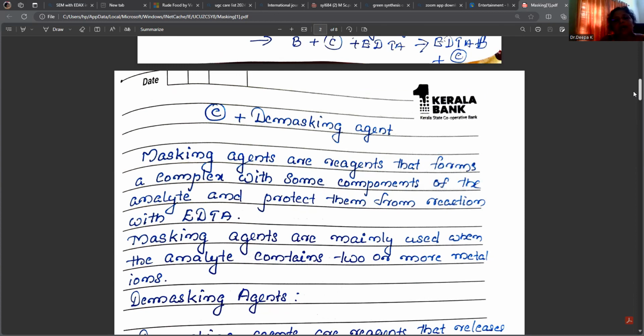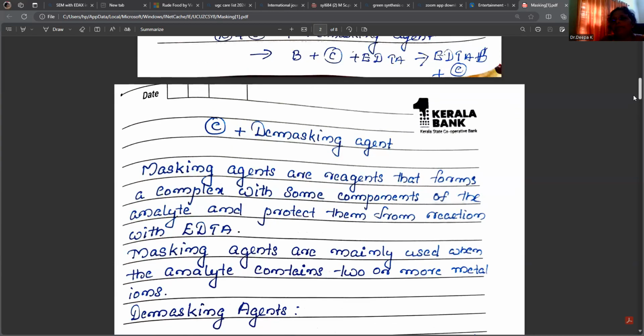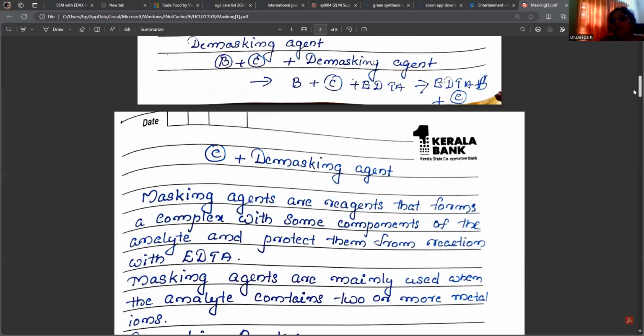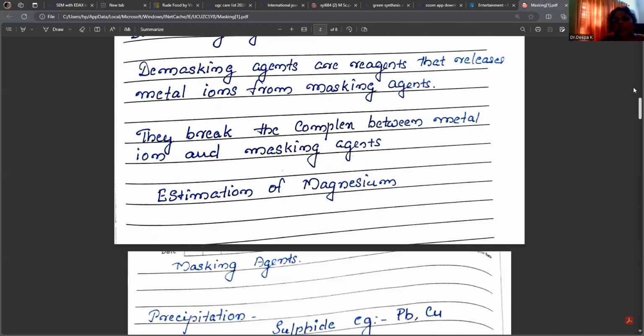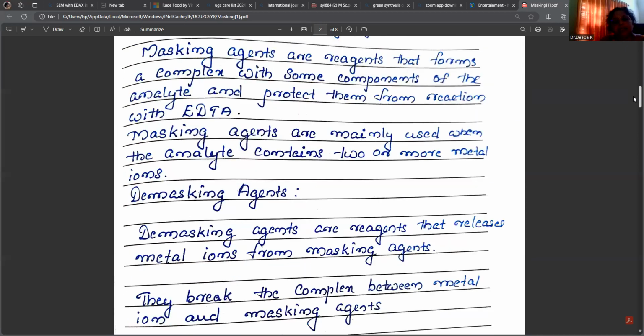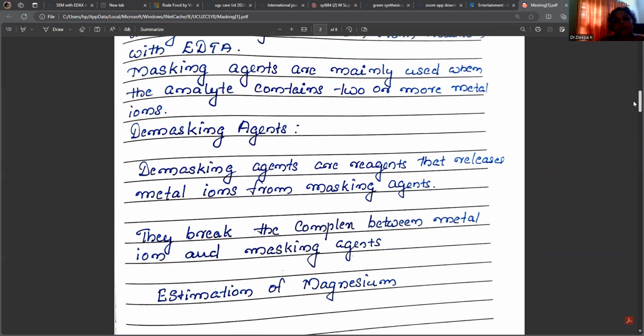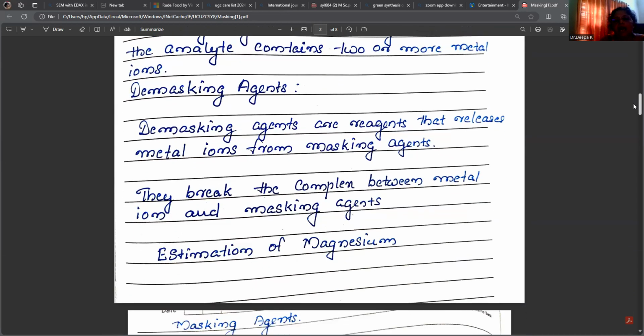Masking agents are reagents that form a complex with some components of the analyte and protect them from reaction with EDTA. Masking agents are mainly used when the analyte solution contains two or more metal ions. And demasking agents are agents which are used to free the metal ions, that is, they release the metal ions from masking agents. They break the complex between the metal ion and the masking agent.